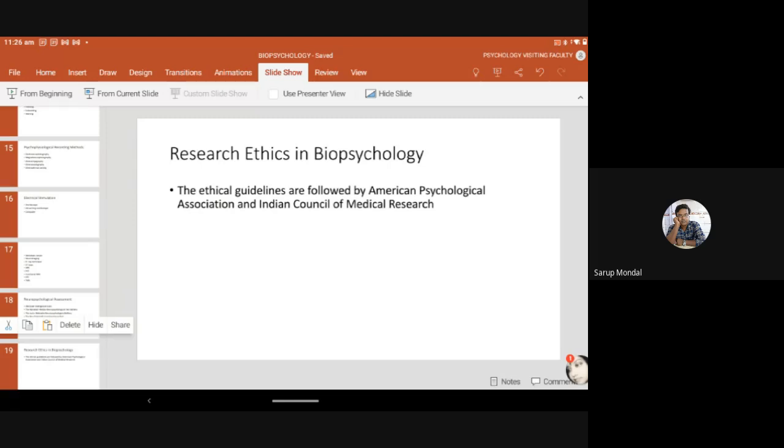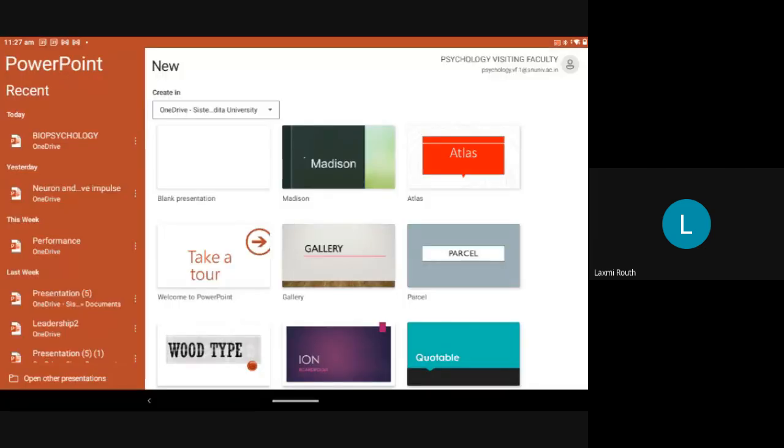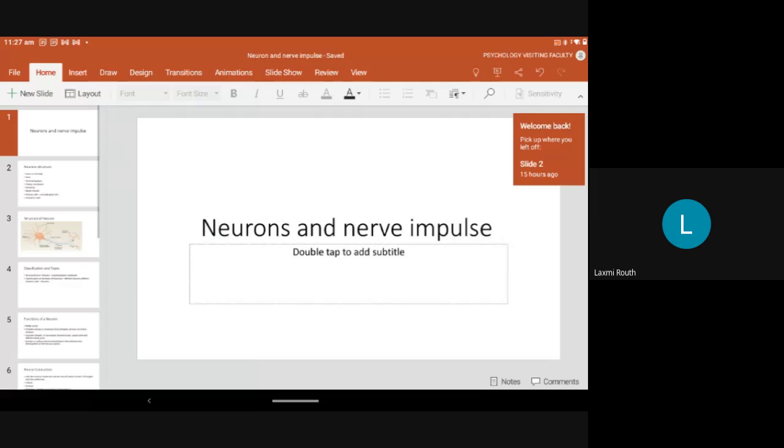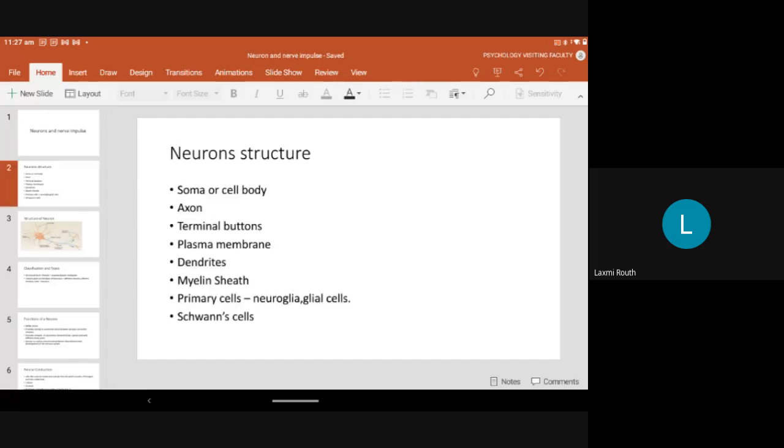Now, today I will start from the next unit, that is the most important chapter of this course, the neurons and the nerve impulse. So, I will just share the screen, just a minute. Okay. So the first slide is an explanation about the structure of a neuron.